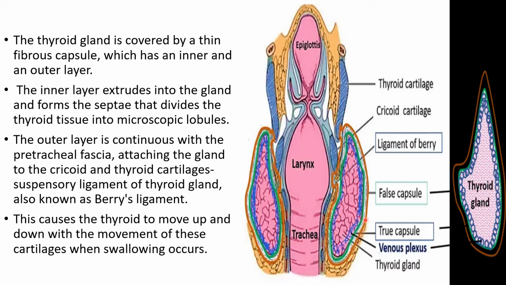The outer layer is continuous with the pretracheal fascia and it attaches the gland to the cricoid and thyroid cartilage through a ligament called the ligament of Berry. Because of this attachment, the gland will move along with this cartilage during swallowing.